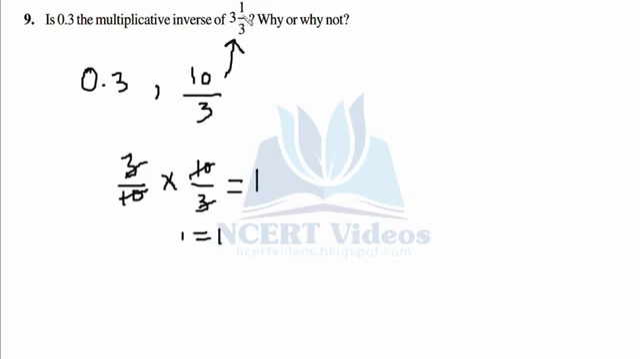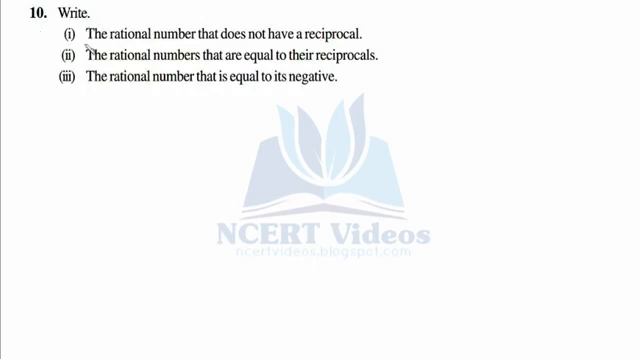This is just to make you confused. First of all, reduce it to a simple fraction and move forward. That is 9th. Question 10: write a rational number that does not have a reciprocal. We have studied in this exercise 1.1, chapter rational numbers. Take any rational number, a over b. It will always have its reciprocal as b over a, but with an exception, and that exception is 0.